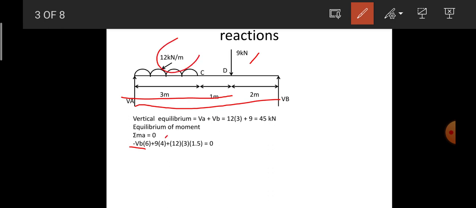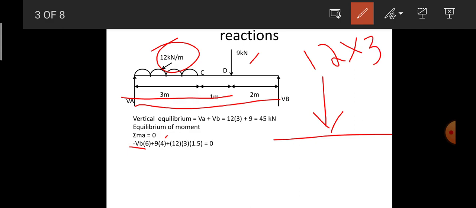Next is the 12 kilonewton per meter. This is a UDL which is acting, so 12 kilonewton is acting at a distance of 3 meters, and we can straight away say that the UDL is concentrated exactly at the centroid. I mean, there is a much higher degree of influence of the UDL exactly at the centroid point itself. Therefore, we are supposed to multiply this load by the span over which it is acting and then convert that into a point load.